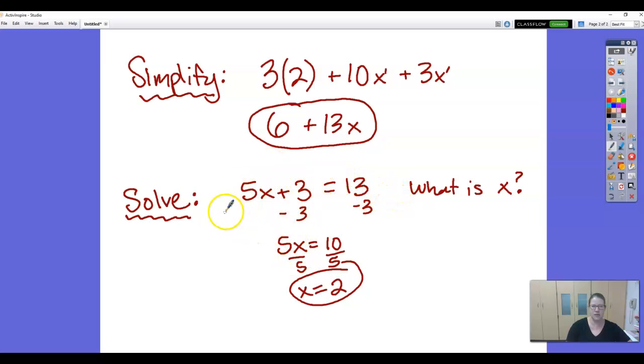But notice the difference between the three terms. Evaluate means take whatever the variable is equal to and plug it in.